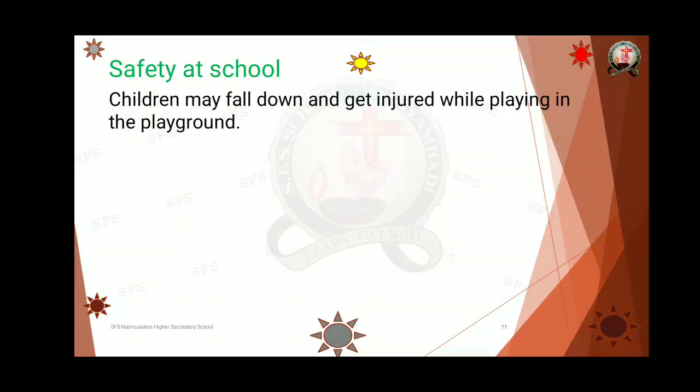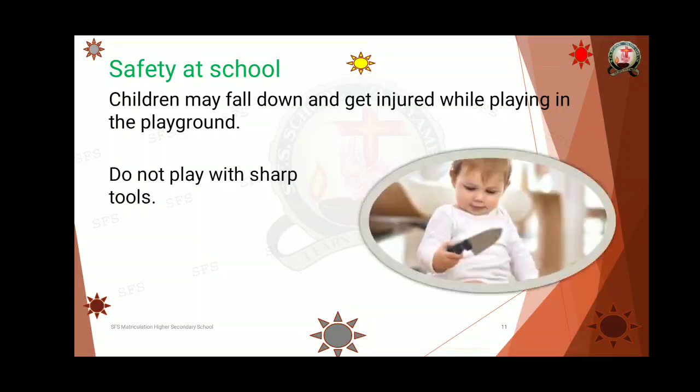Children may fall down and get injured while playing in the playground. The playground has the majority of injuries to students. Do not play with sharp tools. Here I'm showing the picture. A child has a knife in his hand.